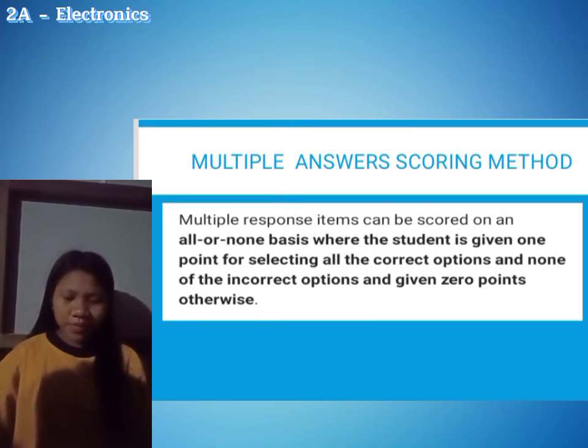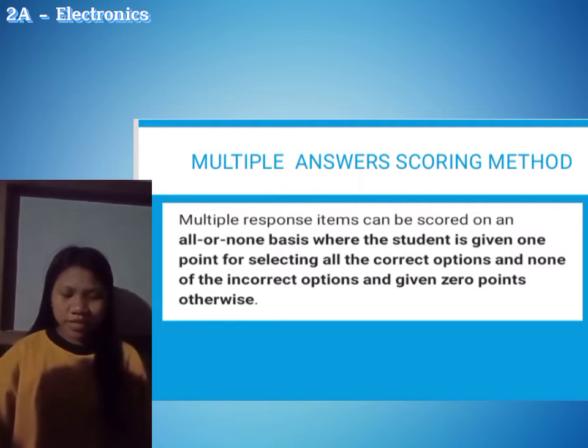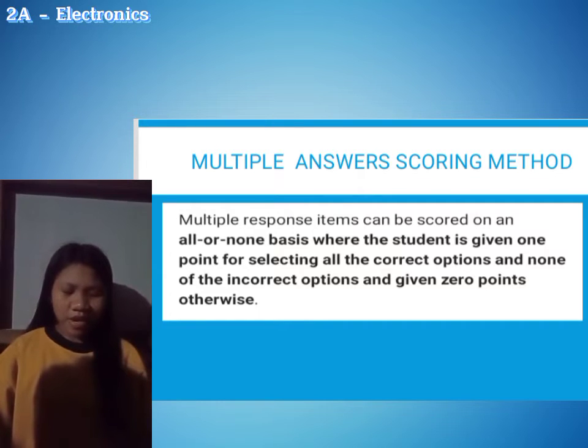Multiple response items can be scored on an all or none basis, where the student is given 1 point for selecting all the correct options and none of the incorrect options, and given 0 points otherwise. This allows learners to have multiple answers for each item. Learners are instructed how many answers are correct for each item. However, incorrect answers that are marked can lead to negative scores.